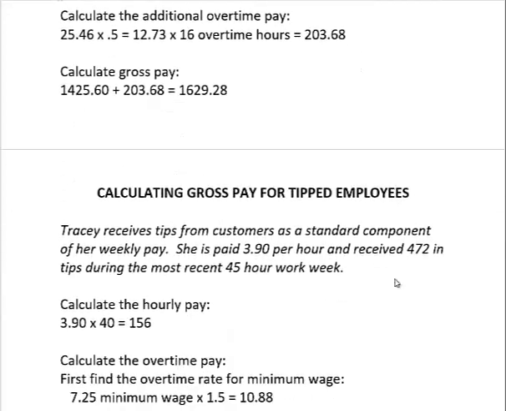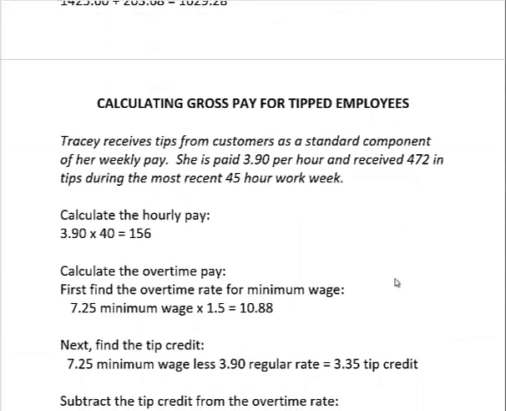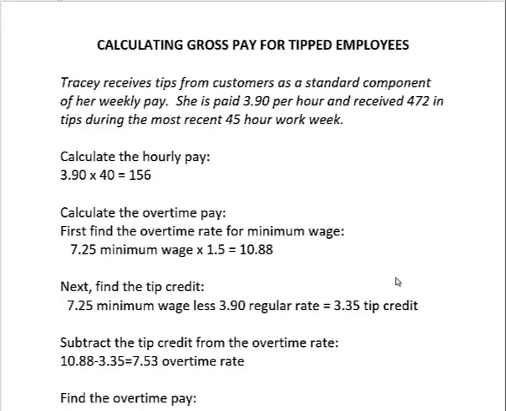Next, we're going to calculate gross pay for tipped employees who have overtime. So tipped employees are entitled to receive overtime for all hours they work over 40 in a week. So Tracy received tips from customers as a standard component of her weekly pay. She's paid $3.90 per hour and receives $472 in tips during the most recent 45-hour work week. So we're going to start off by calculating her regular hourly pay. So she's paid at $3.90 an hour times 40 hours will give us $156.